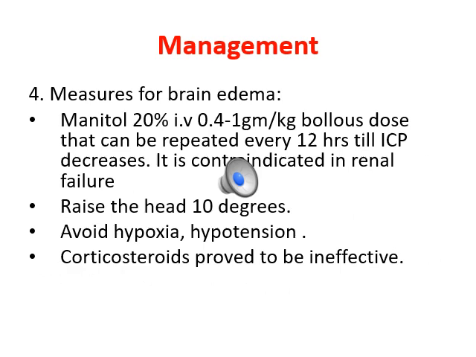Measures for brain edema. It is very important to treat brain edema in these patients by giving mannitol 20% intravenously. Usually we give our patients from 150 to 200 milliliters twice daily till intracranial pressure decreases. However, it is contraindicated in patients with renal failure. Also, other measures for treatment of brain edema are to raise the head about 10 degrees, avoiding hypoxia and hypotension. However, corticosteroids are not indicated in these patients. The corticosteroids proved to be not effective at all.